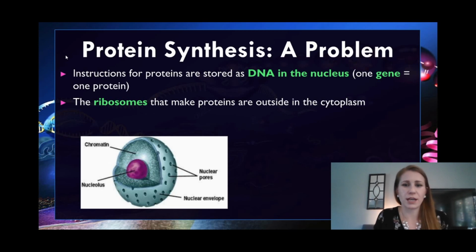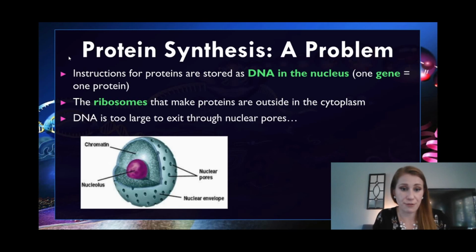Now our ribosomes, again, are outside in the cytoplasm. DNA cannot leave. It's too big. This is designed on purpose. If DNA could leave our nucleus, it could get damaged out in the cytoplasm somewhere. And we only have one copy of our DNA in each cell. So if we damage it, it's damaged for that cell forever, unless we can repair it. So we don't want our DNA to leave the nucleus because it's dangerous.